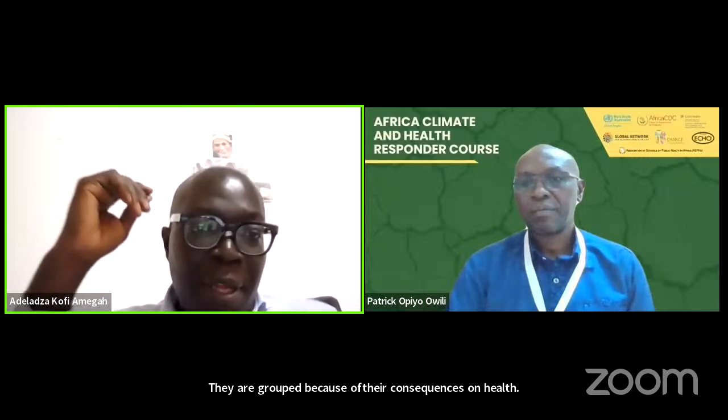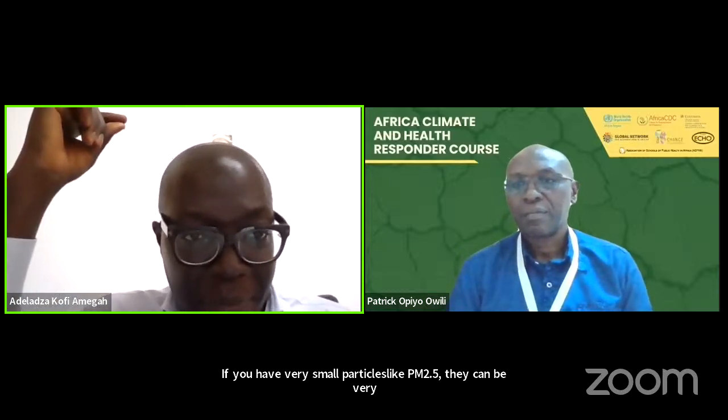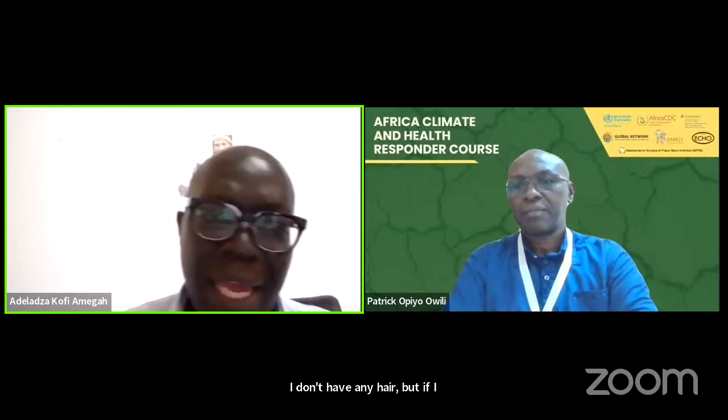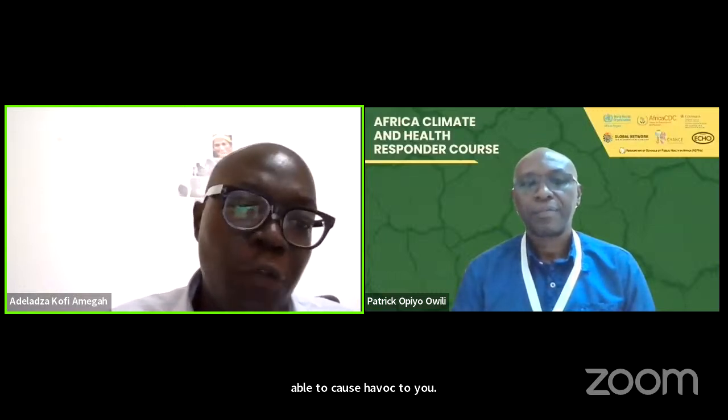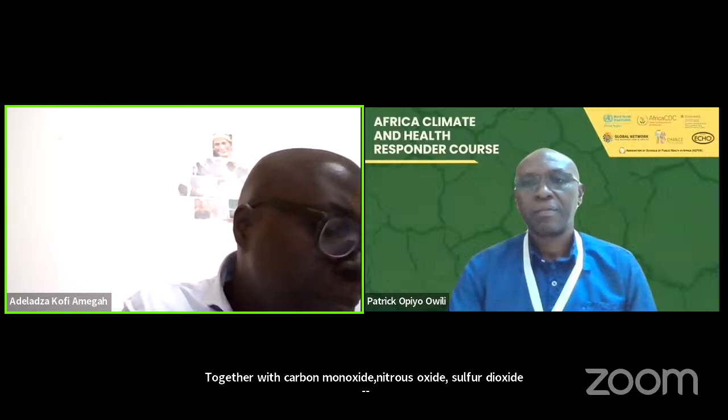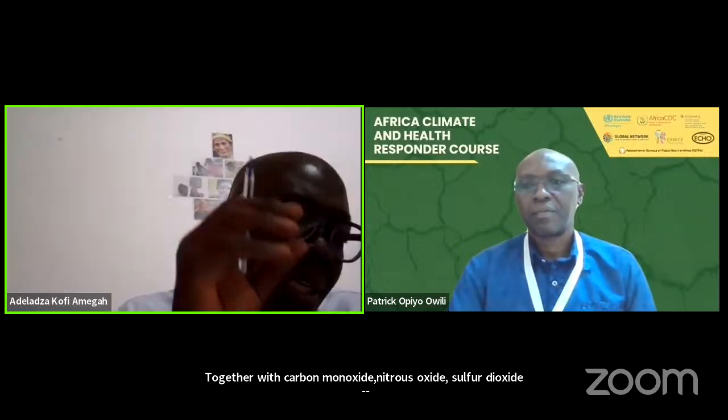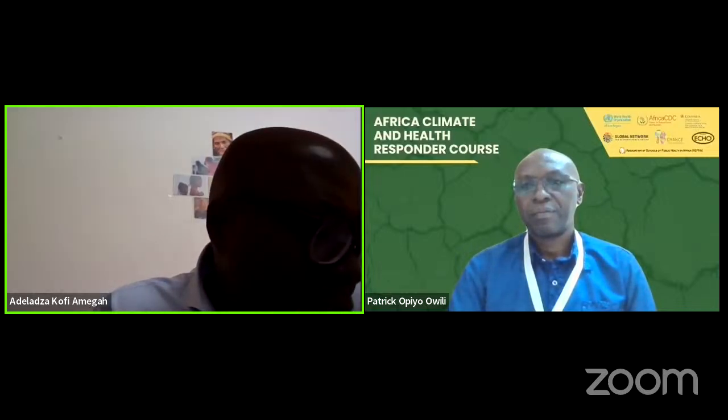I don't have any hair, but if I'm able to pull a strand of hair, the PM2.5 is much, much smaller than a strand of hair. And so if you inhale this, it's able to penetrate very deep into your cardiovascular system. And that is the reason why it's able to cause havoc to you. WHO has 6 criteria pollutants, and the PM2.5 is one of them, together with carbon monoxide, nitrous oxide, sulfur dioxide. What is it? I'm missing 1 or 2. Yeah. So that is the PM2.5 for you. And it's the pollutant that the epidemiologists focus on mostly because of what I enumerated, their devastating effect on health.